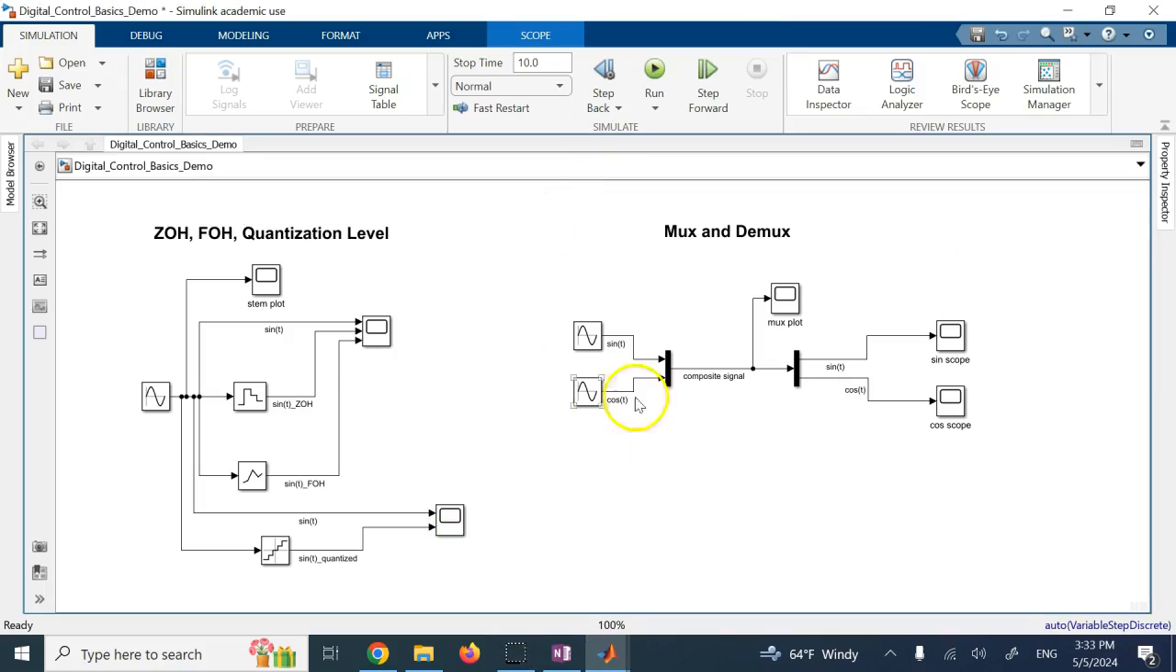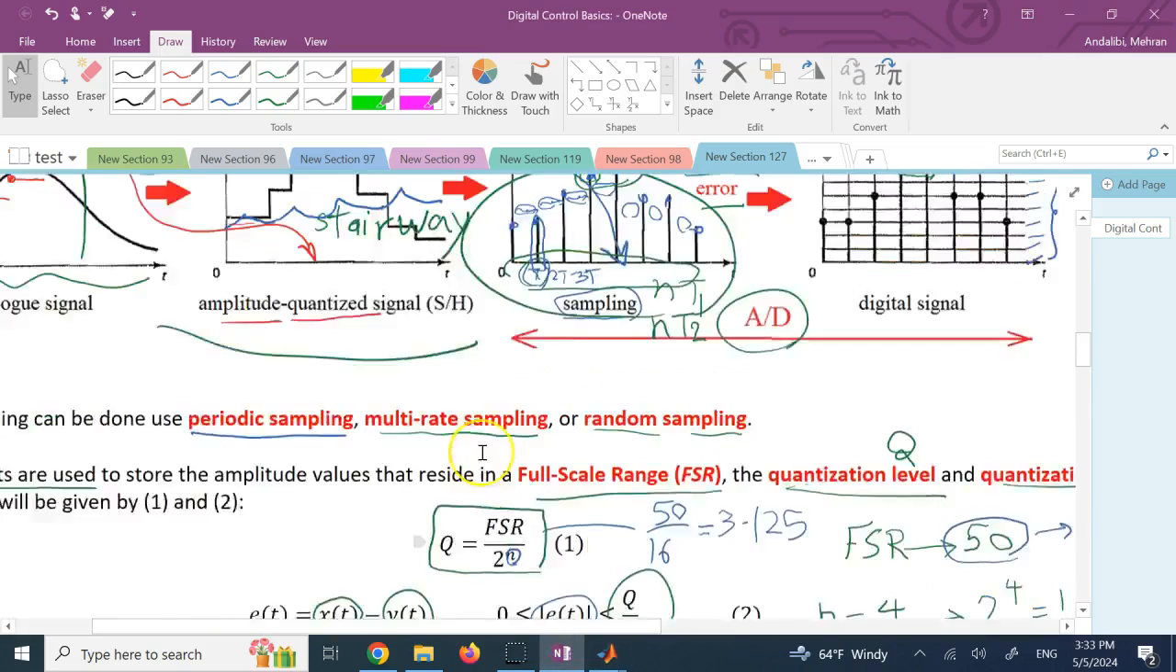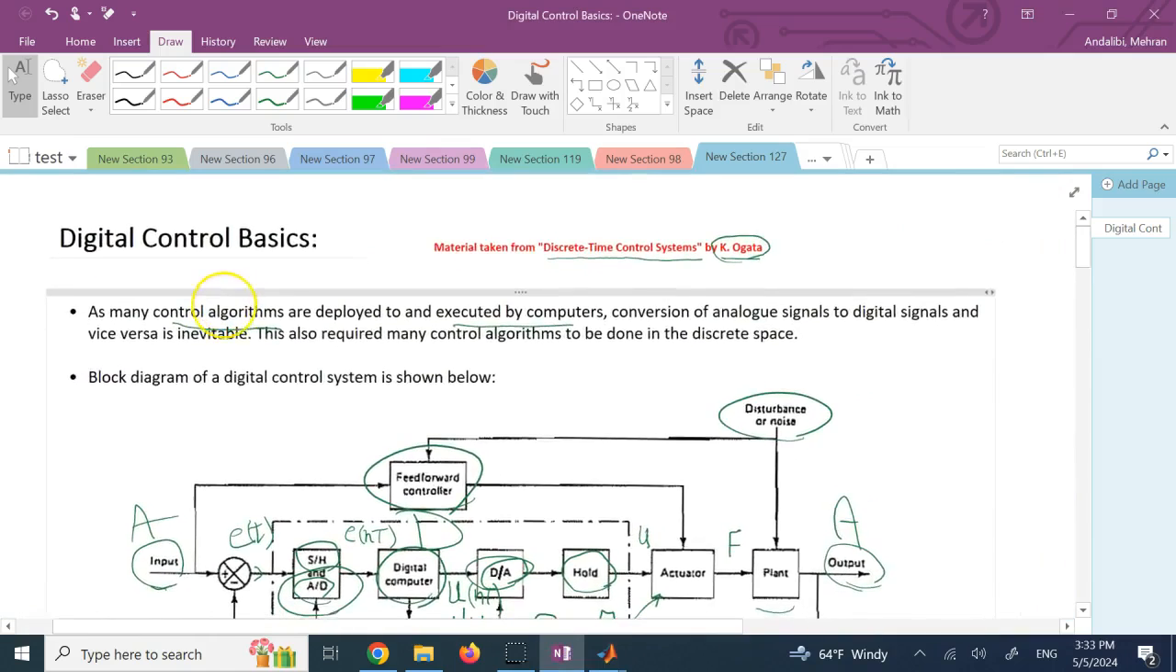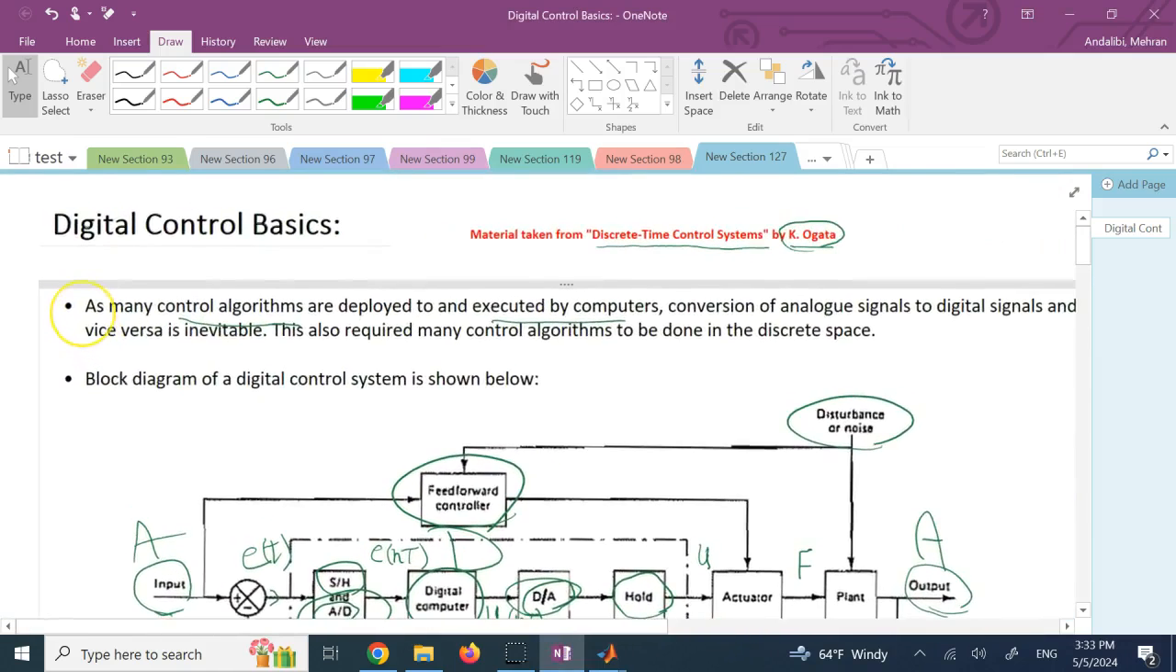So I'm going to upload this for you, although that's a very basic thing. I just wanted to tell you about doing a stem plot, about zero order hold, first order hold, the quantizer block, mux, and demux, many of which you know, but this might be good for your basic learning. So this is the basic of digital control. In future videos, I'm going to get into theory of that along with MATLAB examples.